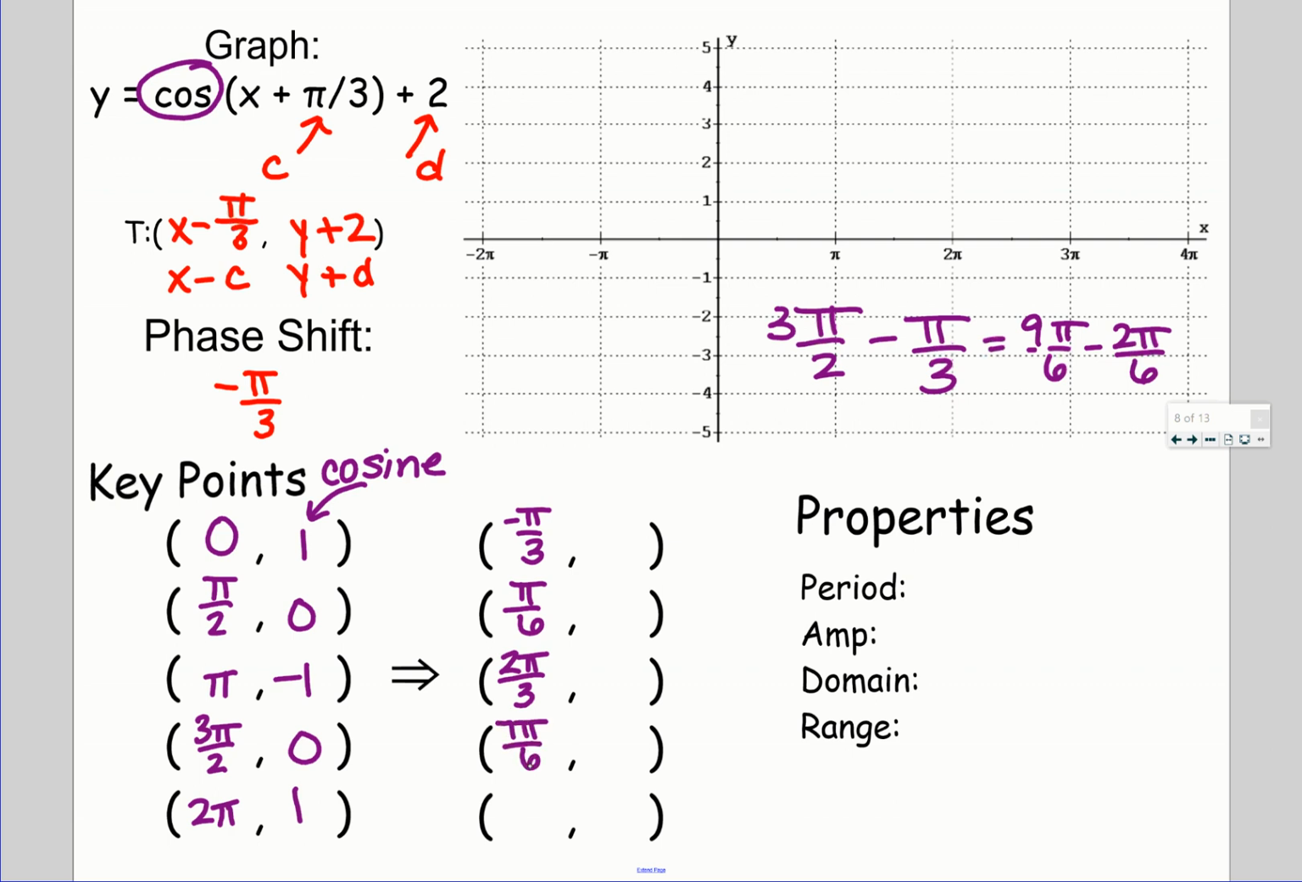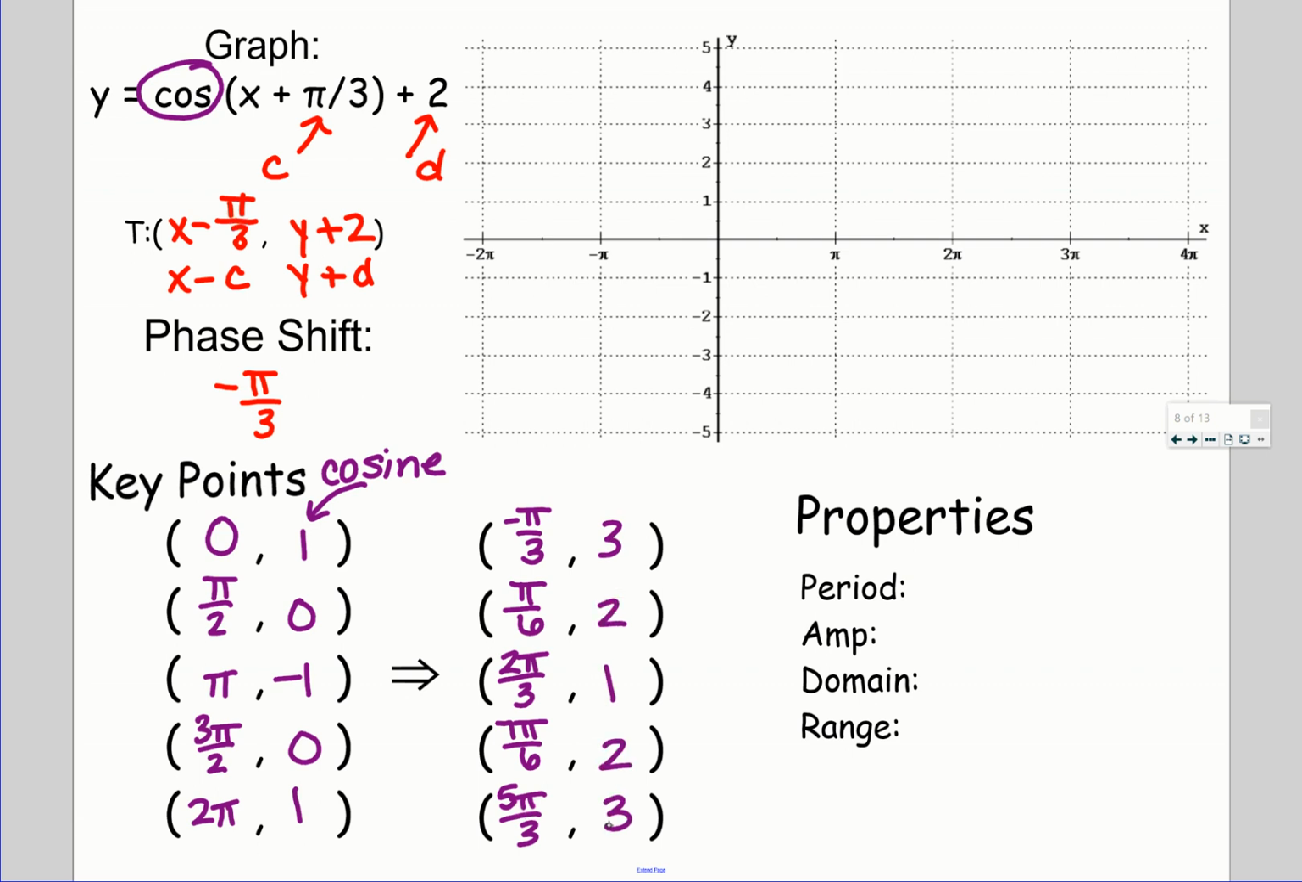And then 2 pi minus pi over 3. What's 2 minus 1/3? Can you do that one in your head? You can write it out with the common denominator if you need to. 2 minus 1/3. Well, 2 is how many thirds? 6/3. Minus 1/3 is 5/3. All right, 5 pi over 3. Y's are always easier. All we have to do is add 2. 3, 2, 1, 2, 3. There's your points. Plot them.